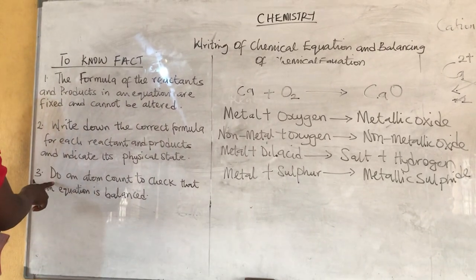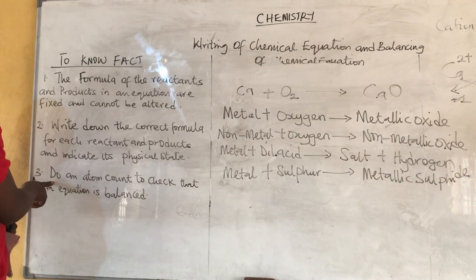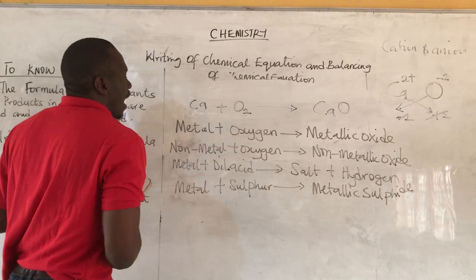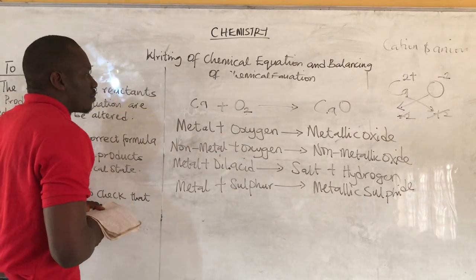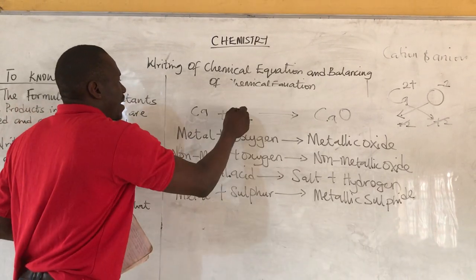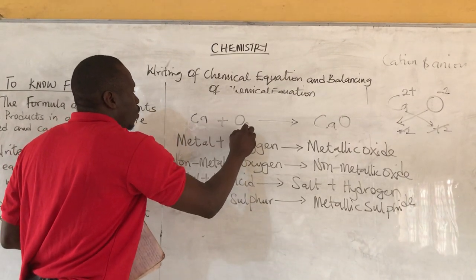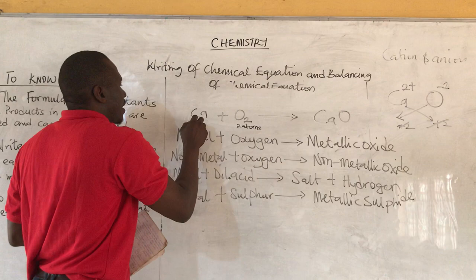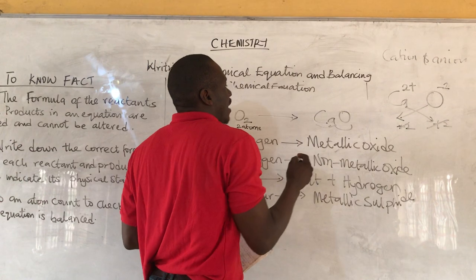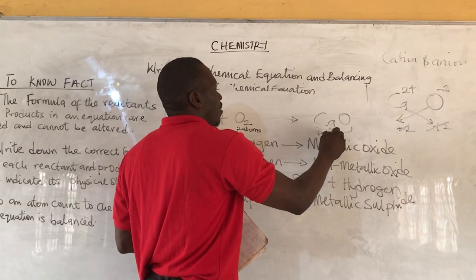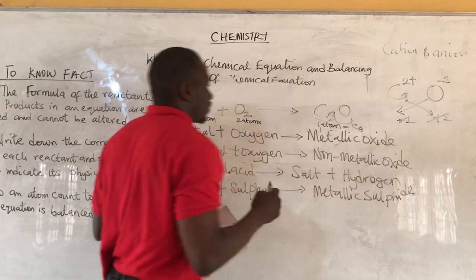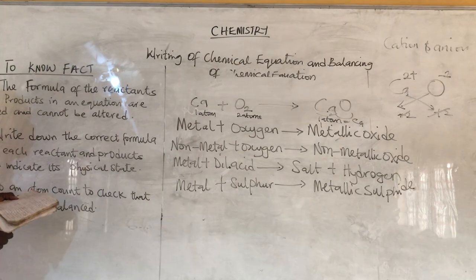Let's do what is called atom count on the reactant side. How many calcium do we have? Good. One. How many atoms of oxygen do we have here? Two atoms and one atom. On the product side, how many atoms of calcium do we have? One atom of calcium and one atom of oxygen.